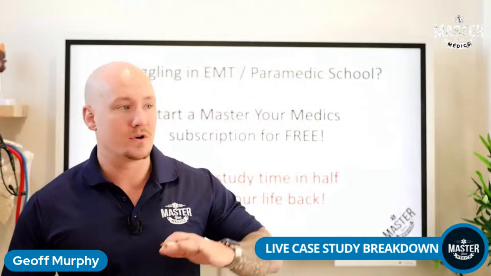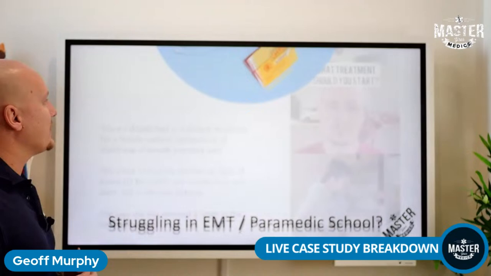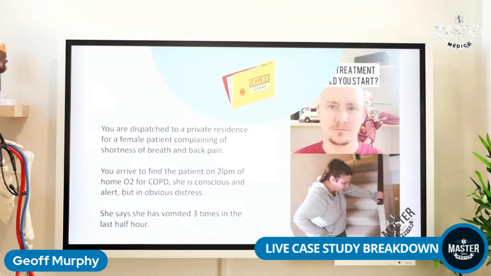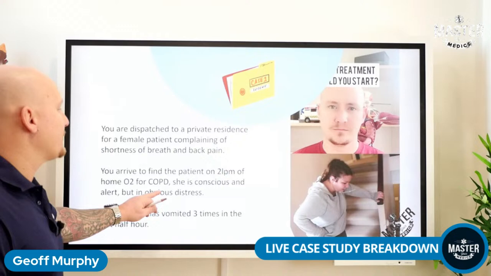Okay, so let's take a look at this case. You're dispatched to a private residence for a female patient complaining of shortness of breath and back pain. This is your patient here. You arrive to find the patient on 2 liters of oxygen. They are on home O2 for COPD. She is conscious and alert, but in obvious distress. She says she has vomited 3 times in the last half hour. Okay, so that's what we've got. This is the presentation of our patient.